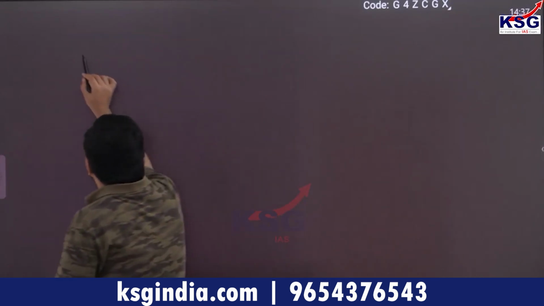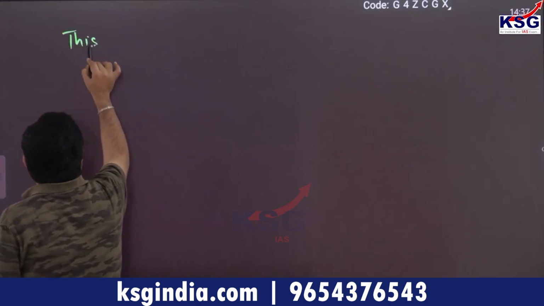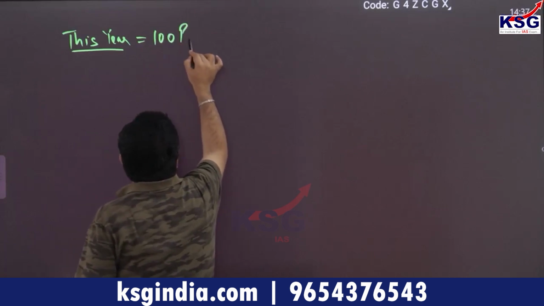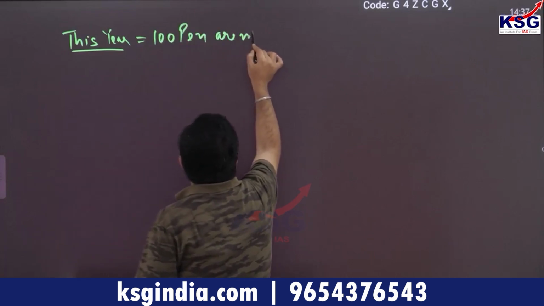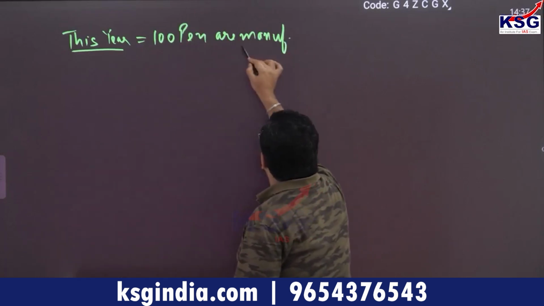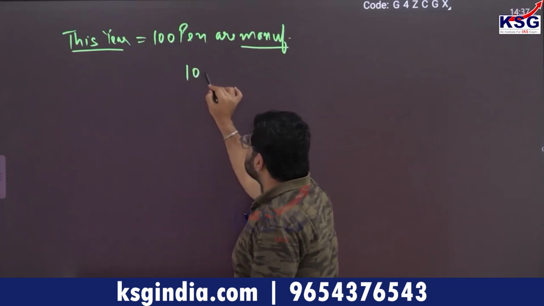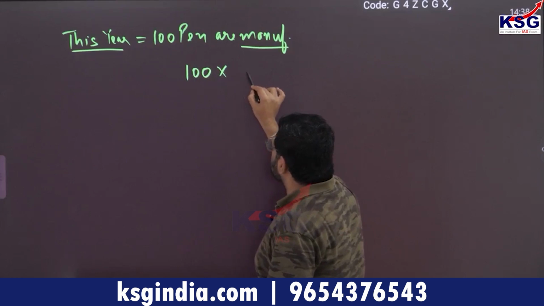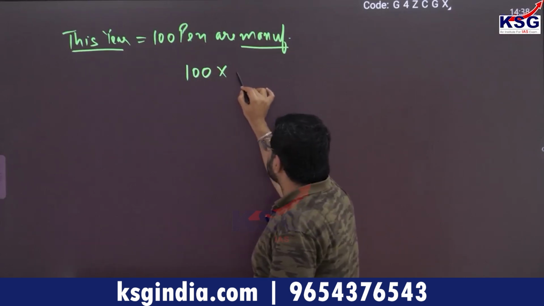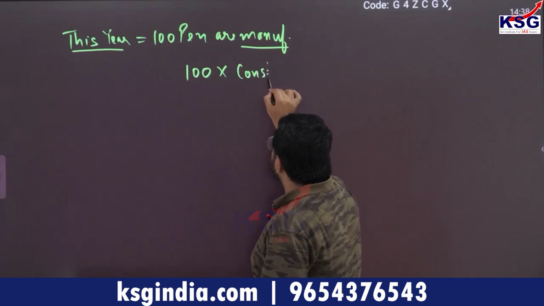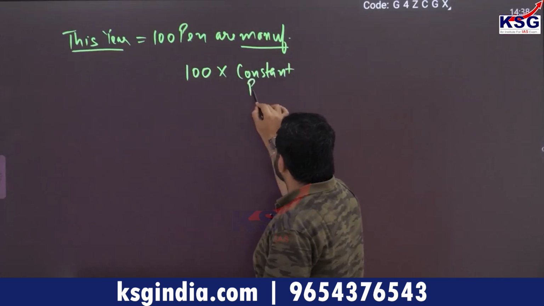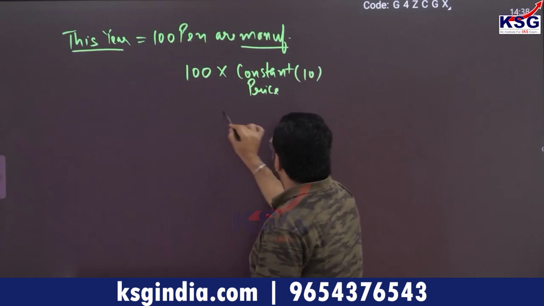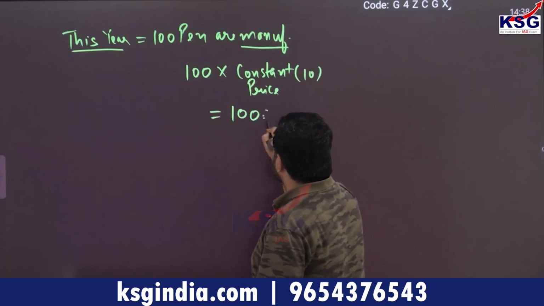Now suppose this year 100 pens are manufactured. So I will calculate GDP in this way: 100 into, and I have two prices, constant or current prices. If I calculate using constant price, it will be 100 into 10, so the GDP will be 1000.